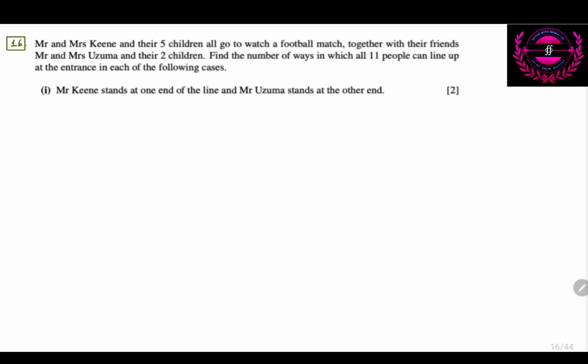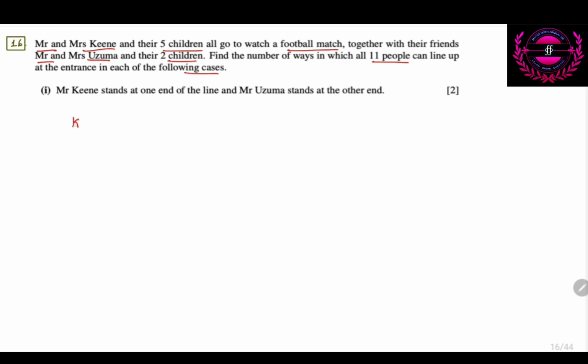Let's move to the next question. Students, read question number 16. Mr. and Mrs. Keen with their 5 children all go to watch a football match together with their friends, Mr. and Mrs. Uzuma, and their 2 children. Find the number of ways in which all the 11 people can line up at the entrance in each of the following cases. The first part is Mr. Keen stands at one end of the line and Mr. Uzuma stands at the other end.